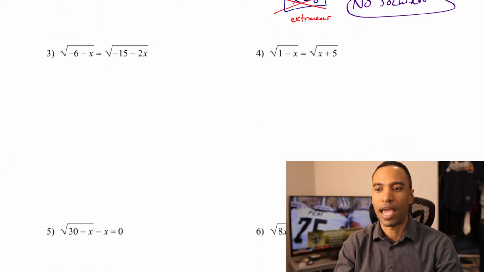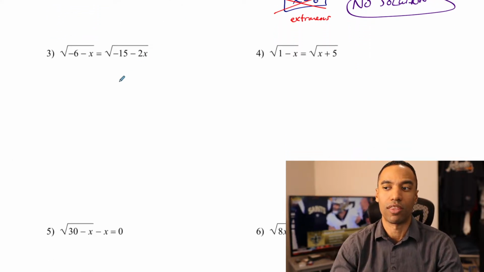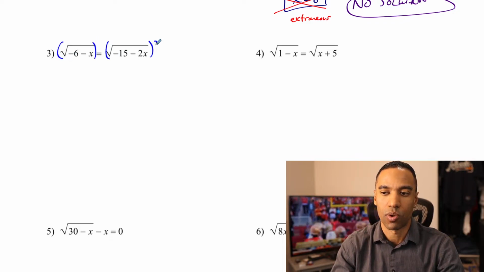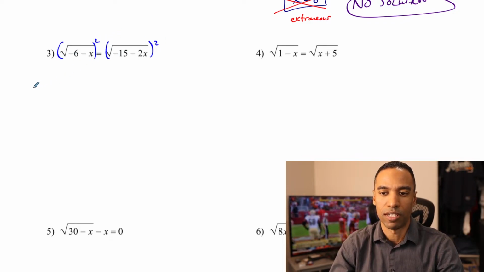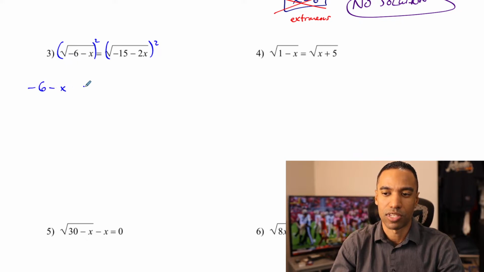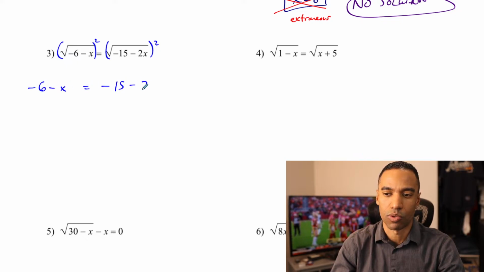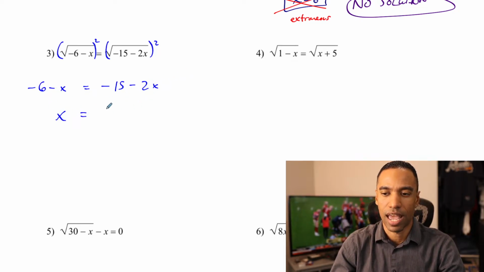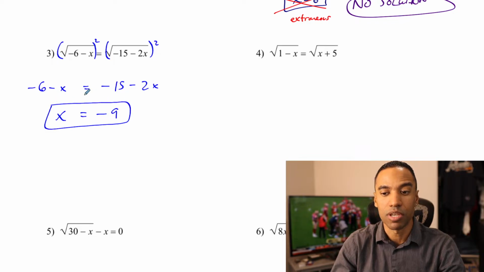Okay, number 3, we have two radicals this time, but because they're on their own sides of the equation, they're isolated. So I can square both sides right now and be good to go. I will get negative 6 minus x over here. I'll get negative 15 minus 2x here. And then you solve the rest of the way. If I add 2x and add 16, I get negative 9. And I'm done with the problem.